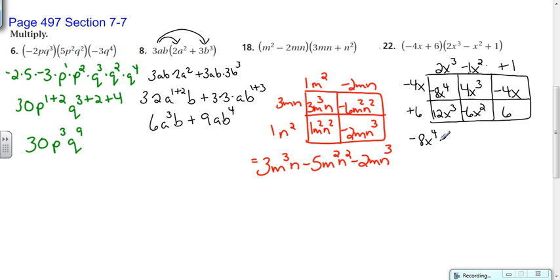But I can add 12x cubed and 4x cubed and get 16x cubed. Because remember, when you add, exponents don't change. There's nothing to add to the squared, nothing to add to the negative 4x, and nothing to add to the 6.